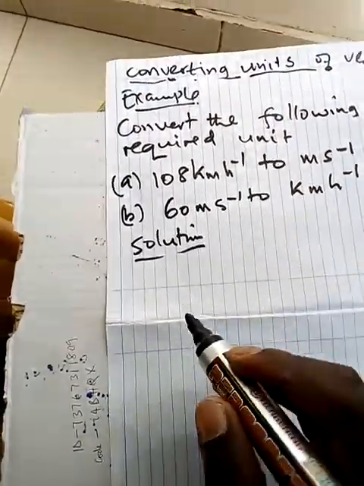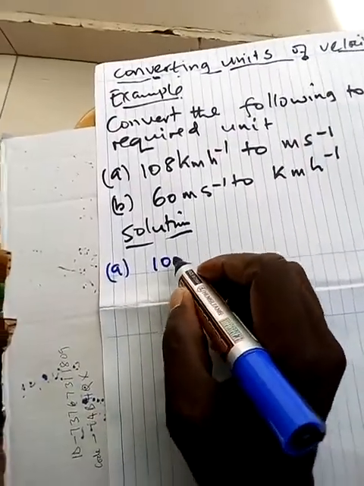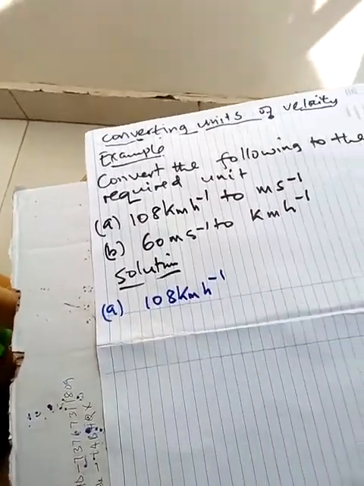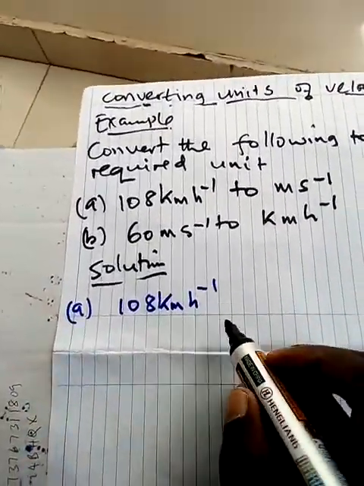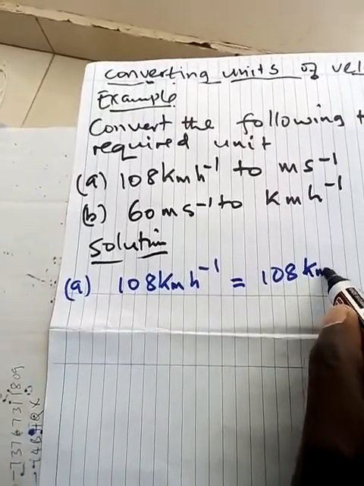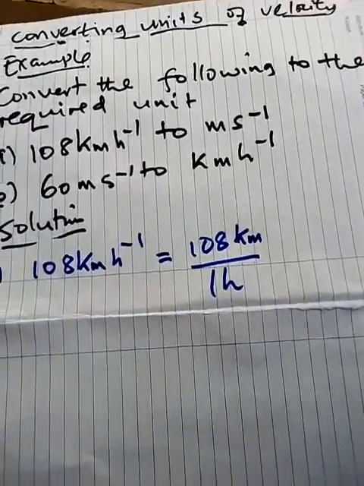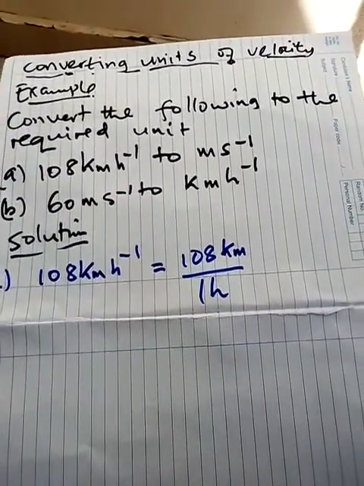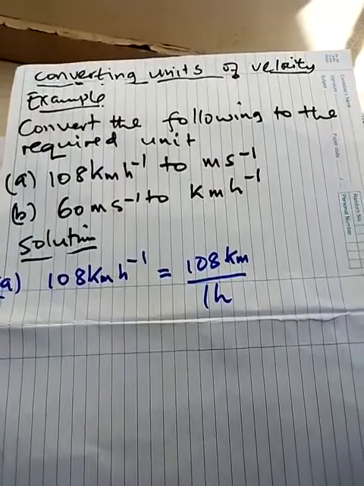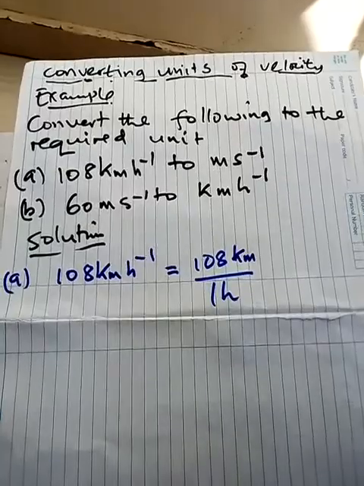It is that simple. You can simply say, if they look at 108 kilometers per hour, this is the same as having 108 kilometers over 1 hour. Yes, you did indices. The term h to the power negative 1 means 1 out of h, and 1 out of h is the same as 1 out of 1h. So that is 1 hour.